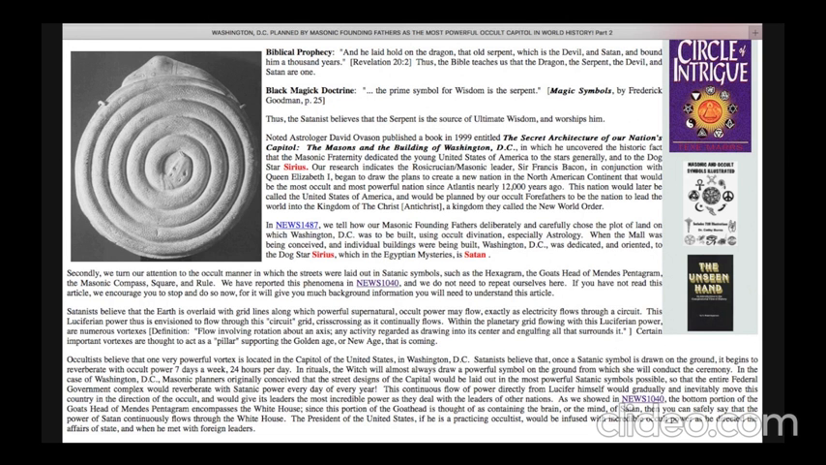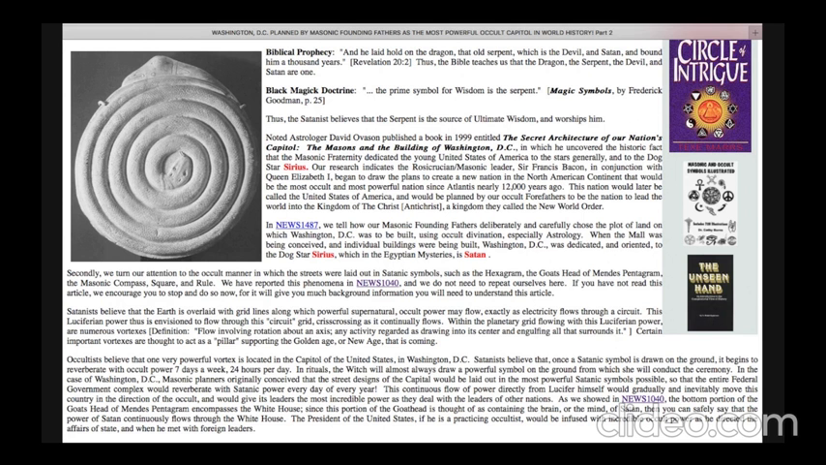When the mall was being conceived and individual buildings were being built, Washington, D.C. was dedicated and oriented to the Dark Star series, which in Egyptian mysteries is Satan. Secondly, we turn our attention to the occult manner in which the streets were laid out in satanic symbols such as the hexagram, the ghost head of Mendes pentagram, the Masonic compass, square, and rule.